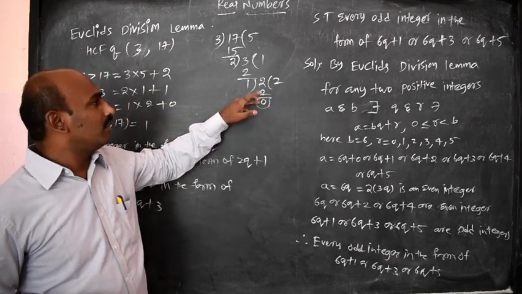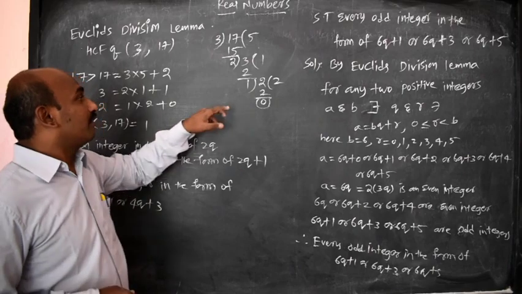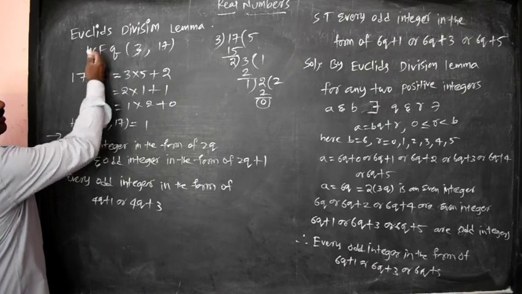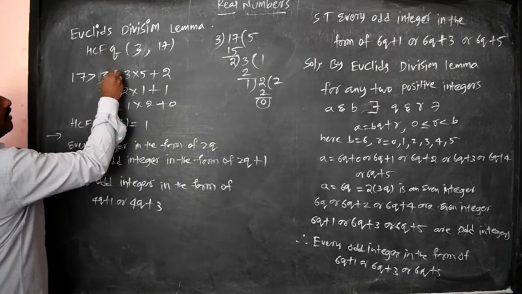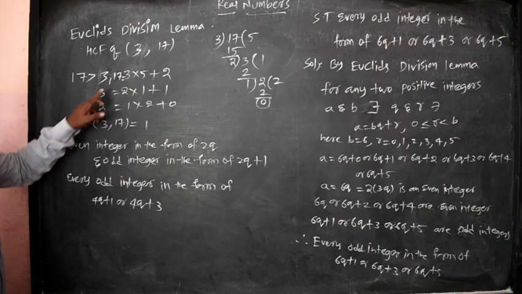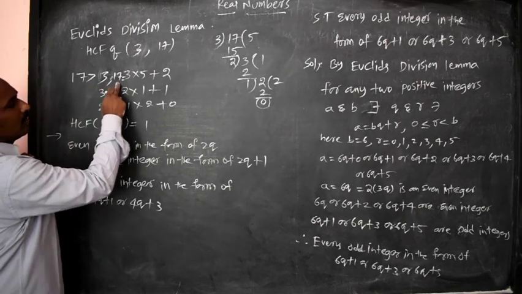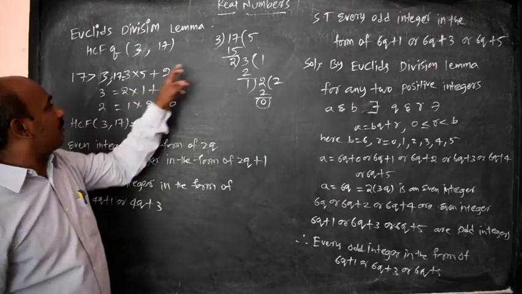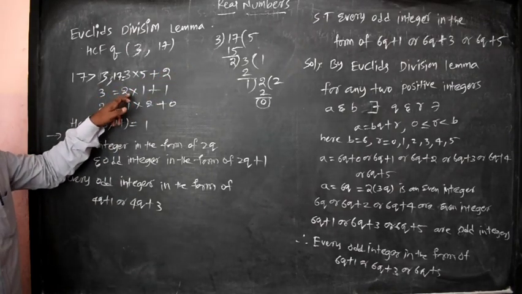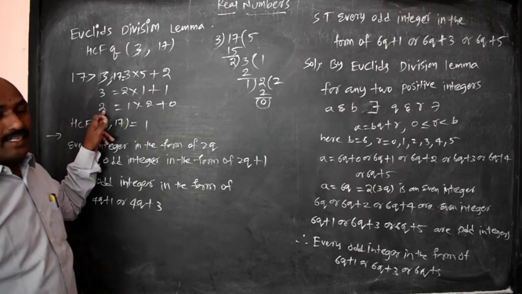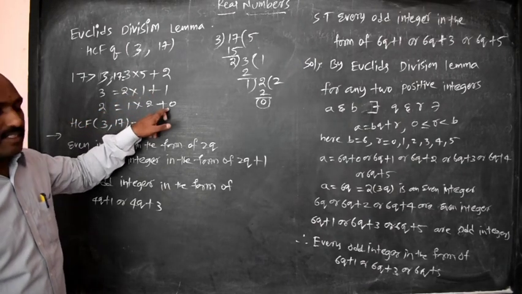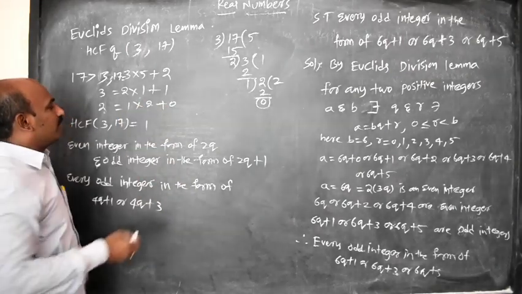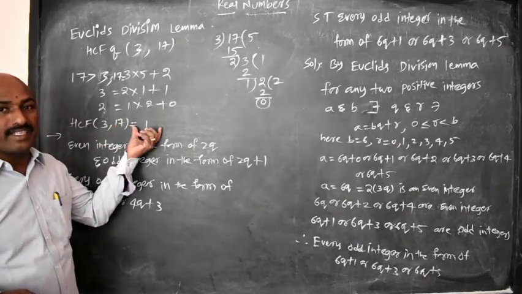Whenever the remainder is 0, the divisor itself is the HCF, and we can write the algorithm like this: 17 is greater than 3, so we write 17 equal to 3 into 5 plus 2, that is, dividend equals divisor into quotient plus remainder. Then the next step is again dividend equals divisor into quotient plus remainder, and again dividend equals divisor into quotient plus remainder. Finally, whenever we get a 0 remainder, then the divisor is the HCF. We can conclude from here that the HCF of 3 and 17 is 1.